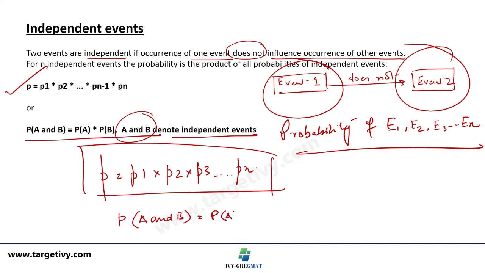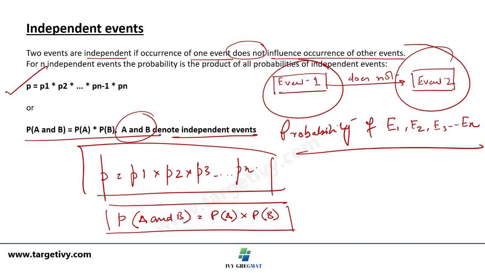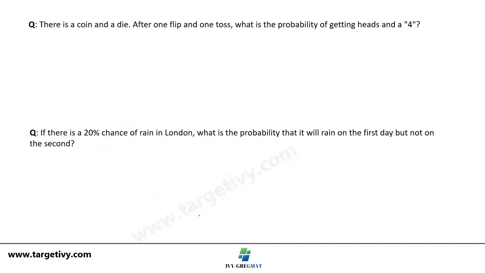P(A) multiplied by P(B). We'll be using this, so this is one important note here. So let's go to the next part and see how we can use it.